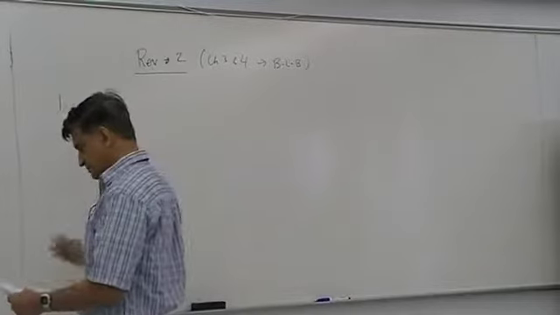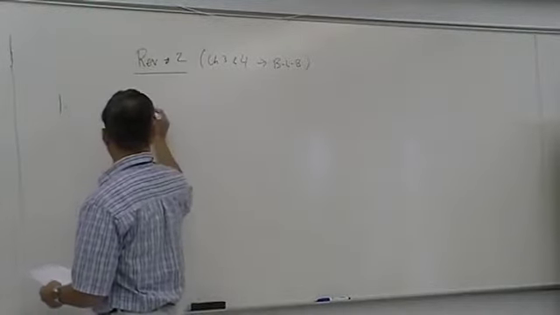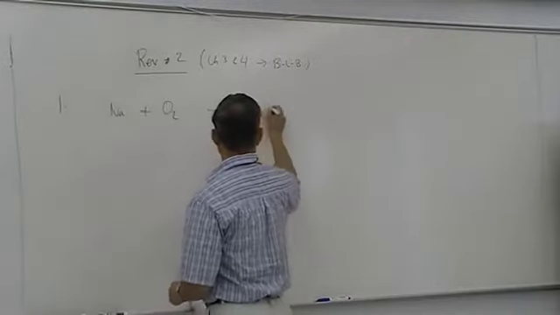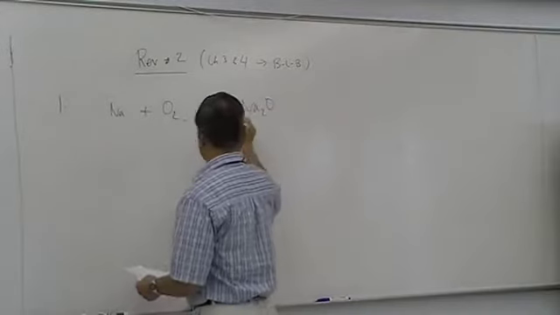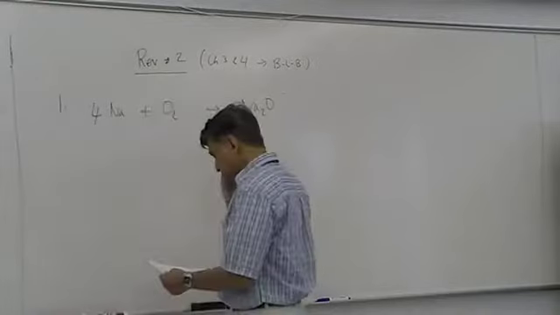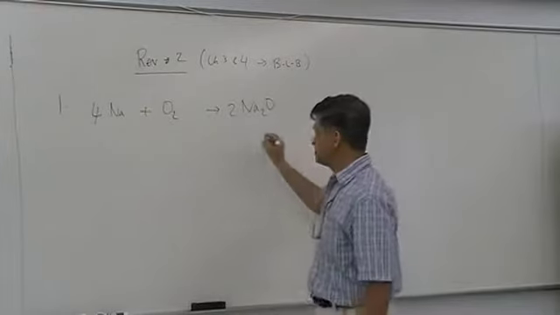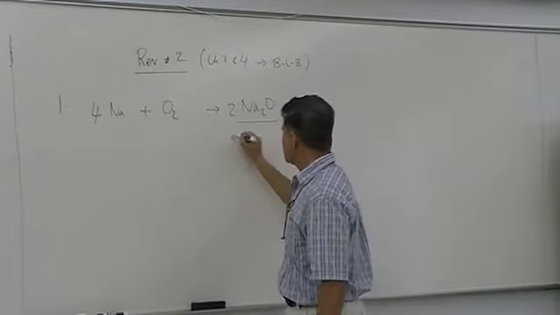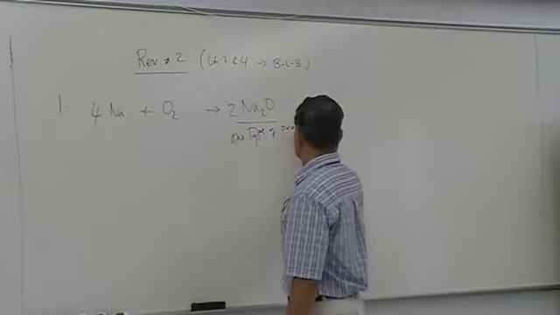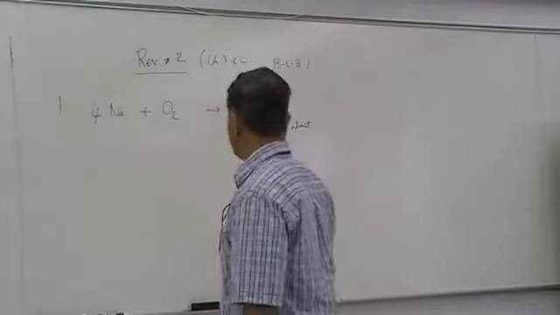For example, if I'm giving you this reaction, Na plus O2 giving Na2O, 4Na plus O2. What type of reaction is this? This is a combination reaction, because I have one type of product. So when I have one type of product, that's a combination reaction.